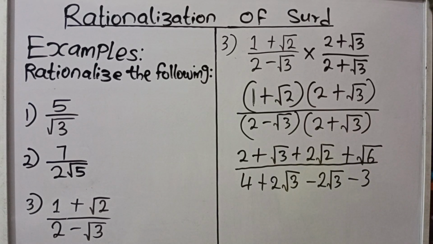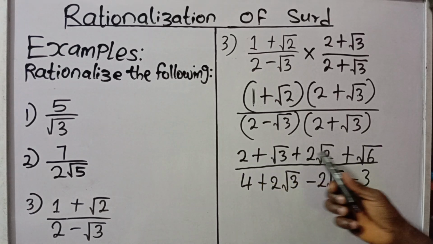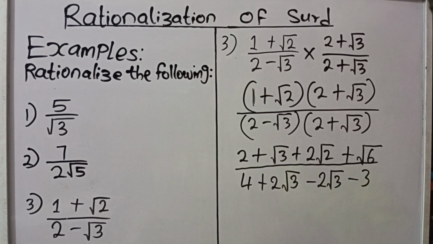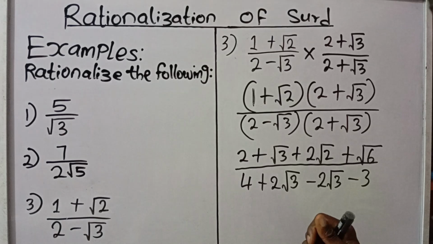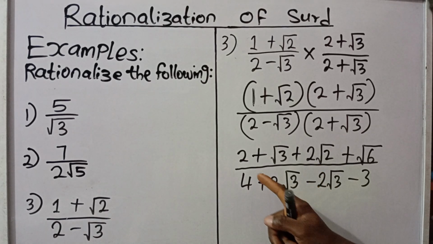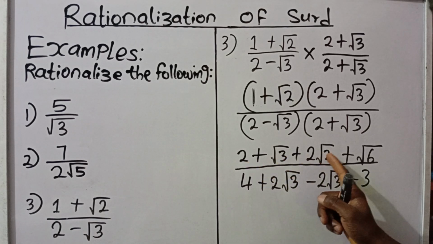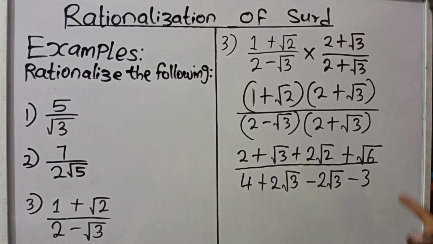Then to go further, there's no like term to be collected here. If you recall, based on what we did in our previous video, where we talked about like terms, we don't have like terms here for us to bring them together. Because some students will normally put it this way, this plus this plus this. No, you can't add them together because they are unlike terms.